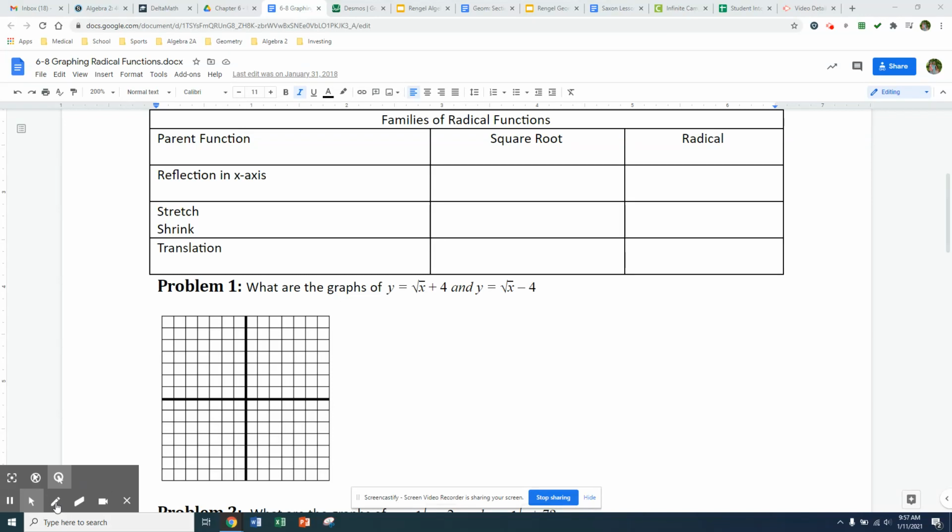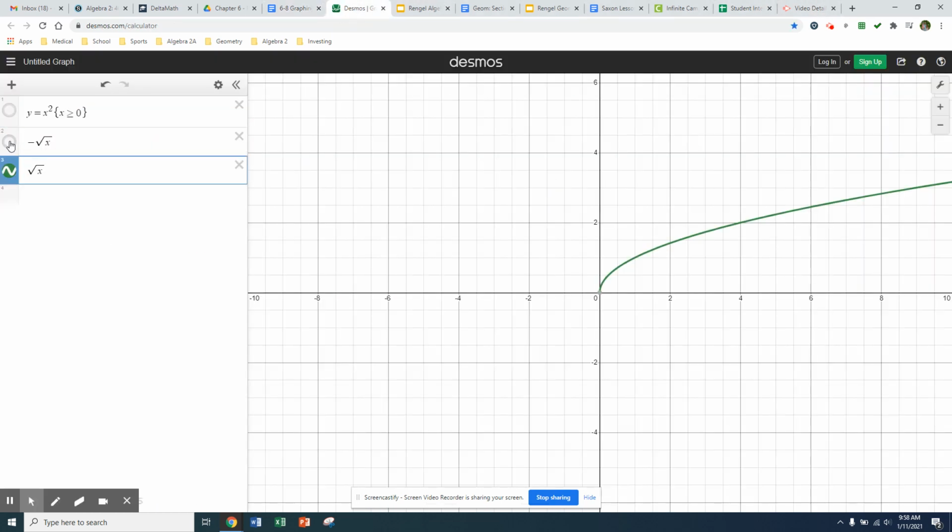Just be y equals the square root of x. So that's the parent function of a square root. A reflection is going to happen when your a is negative, and what that would look like is y equals negative square root of x. So anytime you put a negative in front of that square root, it's going to flip it. And that's what we had right here.